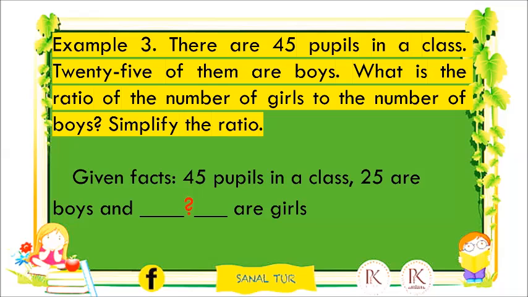Okay, example number 3. I have here a problem. There are 45 pupils in a class. 25 of them are boys. What is the ratio of the number of girls to the number of boys? Simplify the ratio. So what are we going to do?